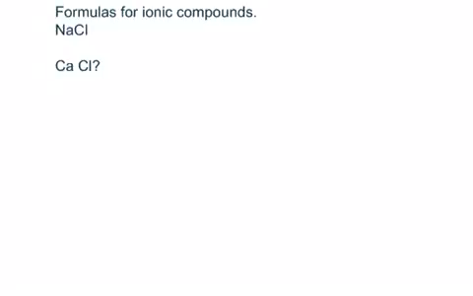Hi, so today we're going to take a quick look at how to write formulas for ionic compounds. And if you recall, all ionic compounds have metals in them, so we're going to see metals in both of our samples today. And so one of these formulas is already very familiar to us, NaCl. And a couple things we know about NaCl.